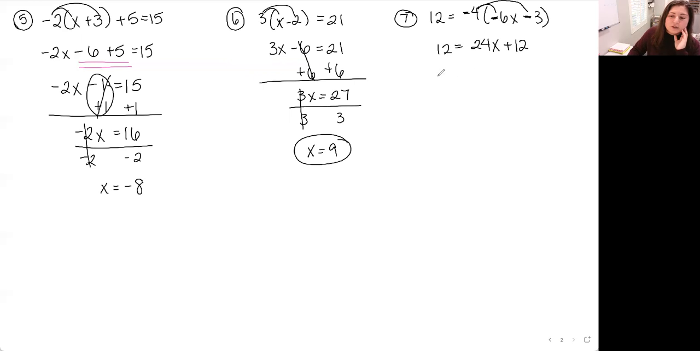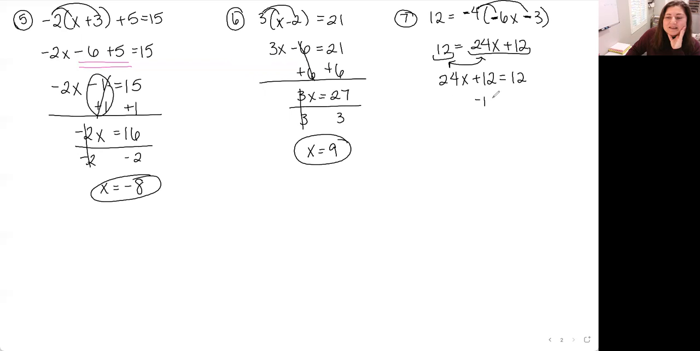If you really want to, you could rewrite this problem and get 24x plus 12 equals 12. I'm just taking this portion and flip-flopping them so that my x is on the left-hand side, because I know most students like it when the x is on the left-hand side. Some kiddos don't really care. Forgot to circle that, that's going to bother me.